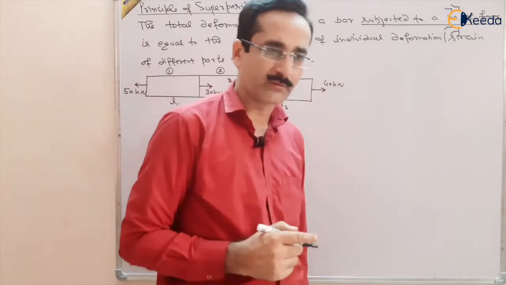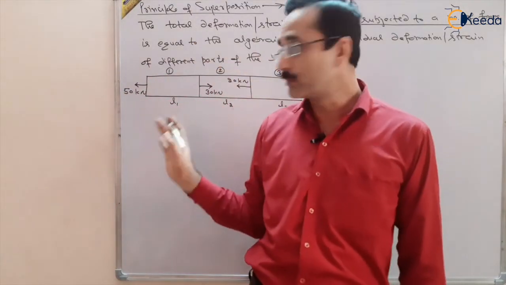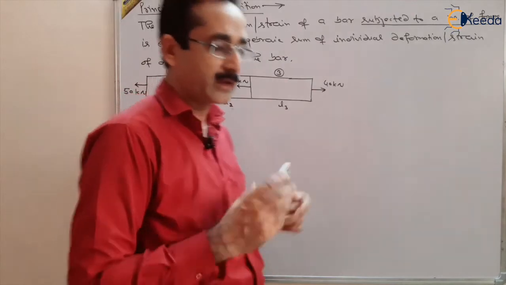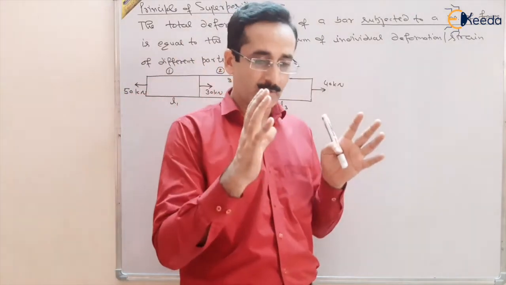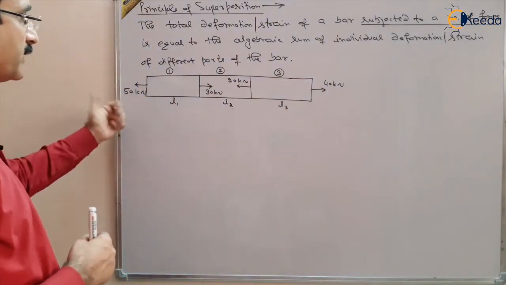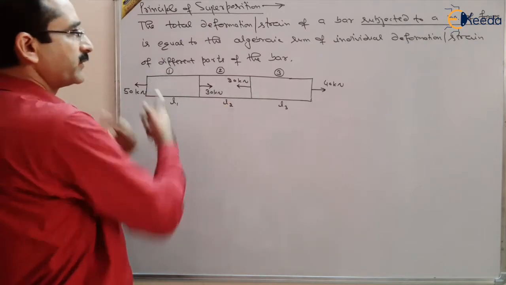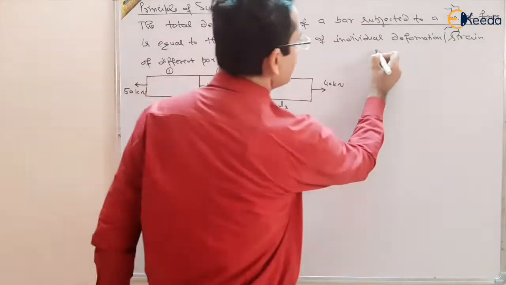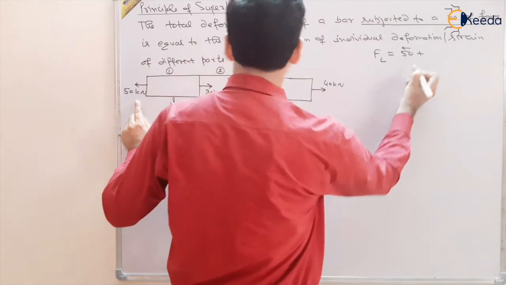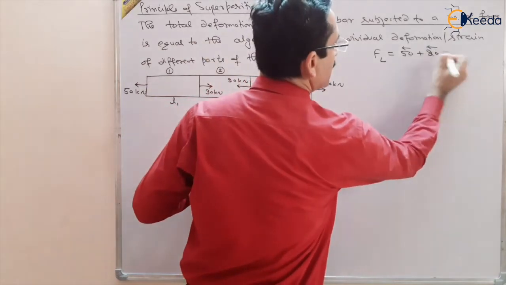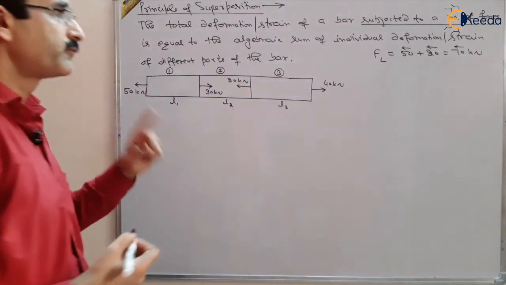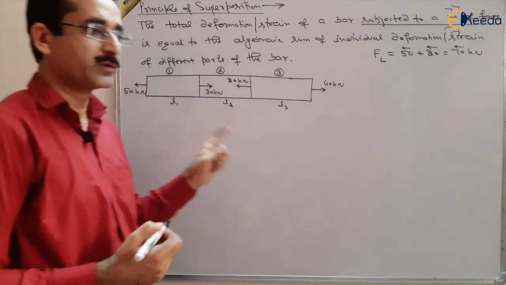First of all, in strength of material, we are working with static bodies, or bodies in static equilibrium. You have to check whether the net force acting on a bar is zero or not, right? So you will find that this is 50 leftward, this is 20 leftward. So total leftward force is 50 plus 20, this is 70 kN. Right? And the same force should be rightward, so that the body should be in static equilibrium.